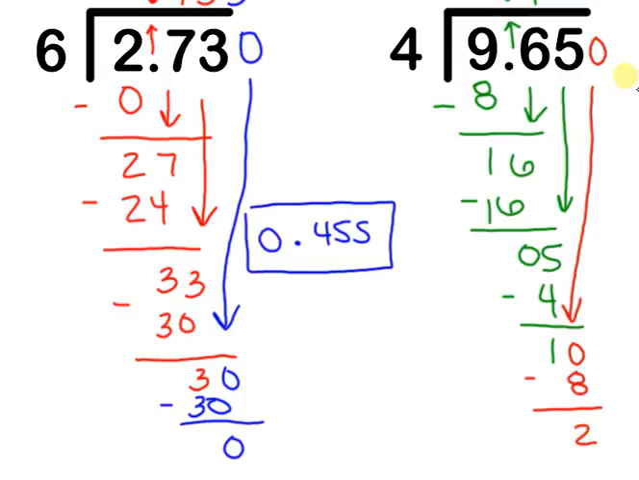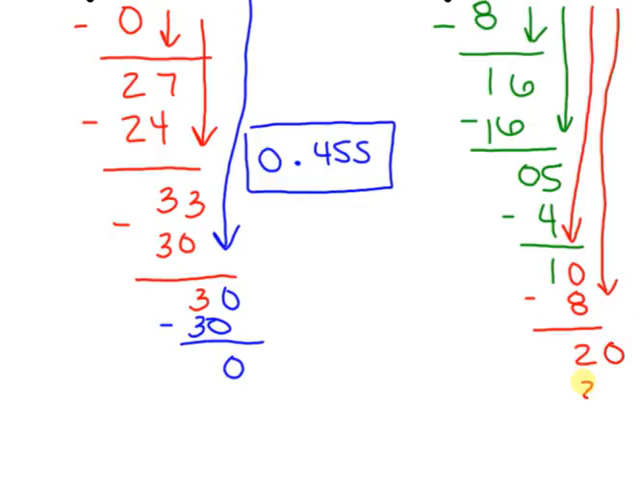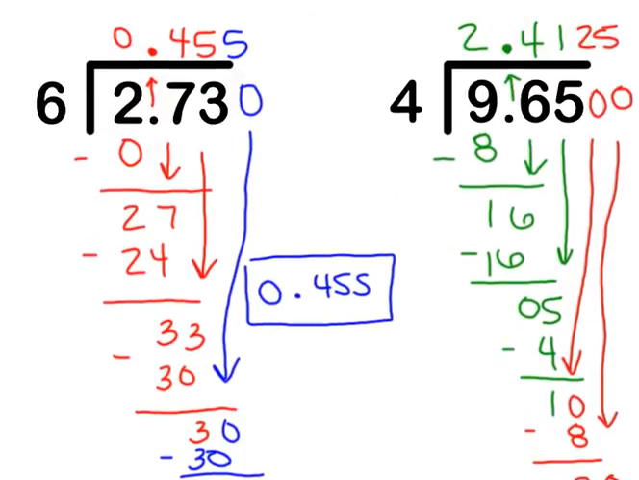I have nothing left to bring down, so I'm going to add another 0 and bring it down. 4 goes into 20 5 times. 5 times 4 is 20. Subtract. 20 minus 20 is 0. So my final answer to that problem is 2.4125.